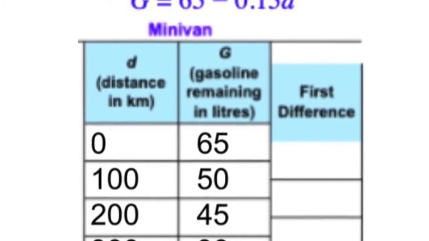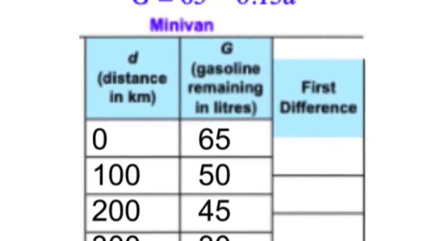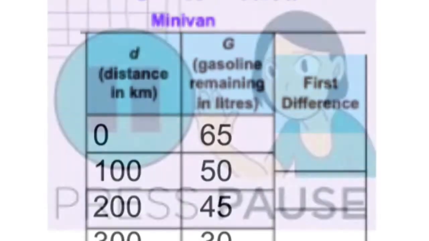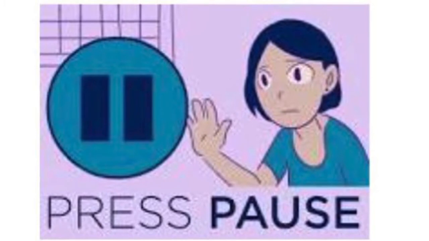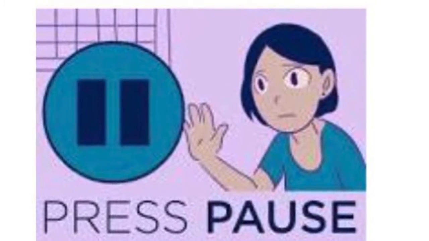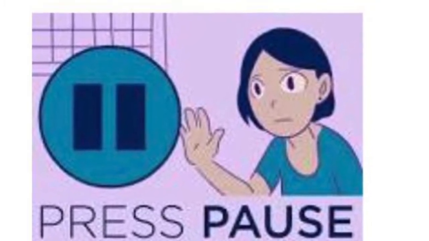What I would like you to do is press pause, and you have two options. Either check your work that you already did for homework last night, or try this question, making the table of values for the minivan on your own, and check to make sure that you can get the right answer.